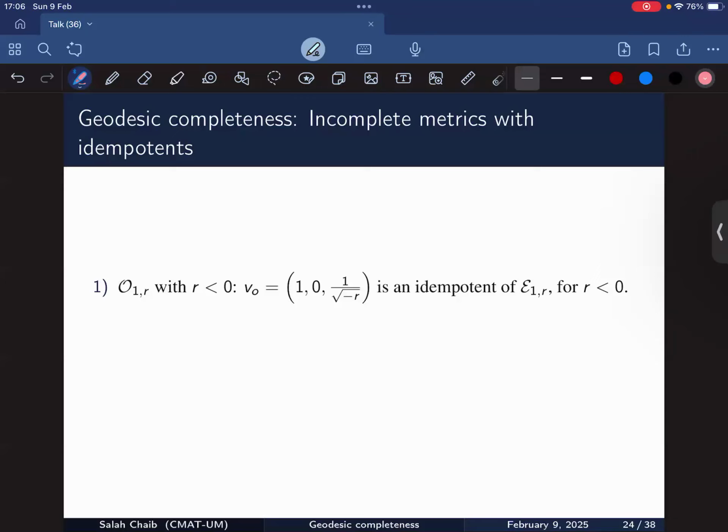So for the first family, when R is positive, it's Riemannian, so it's complete. For R negative, I recall the expression of the metric. For R negative, it's a Lorentzian metric, and the geodesic vector field has this idempotent, and as we said first, an idempotent implies incompleteness. This means that if you evaluate this at the system, you get exactly this.